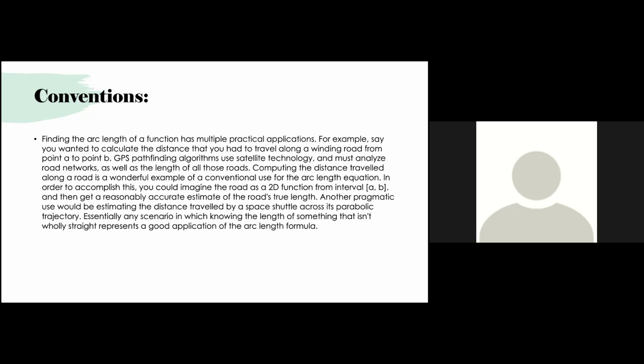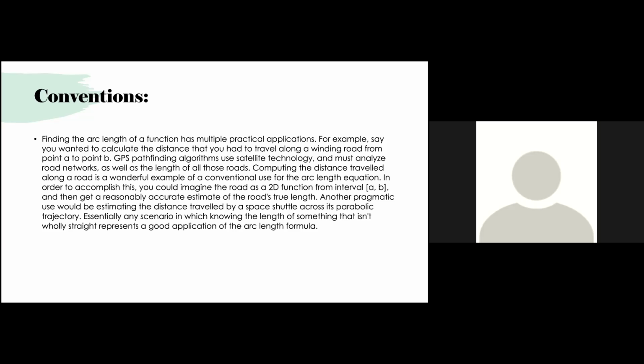All right, and so let's consider some conventional pragmatic uses for this. As you may have guessed, this is a very broad formula, and so it has a lot of practical applications. For example, say you wanted to calculate the distance that you had to travel along a winding road from point A to point B, imagining this as a road atlas. So it's a 2D plane.